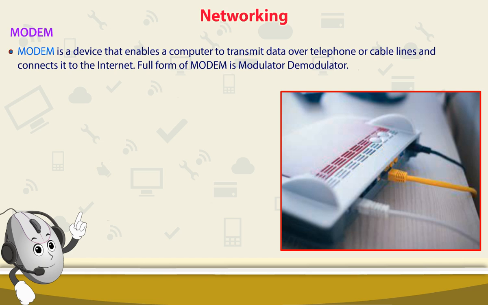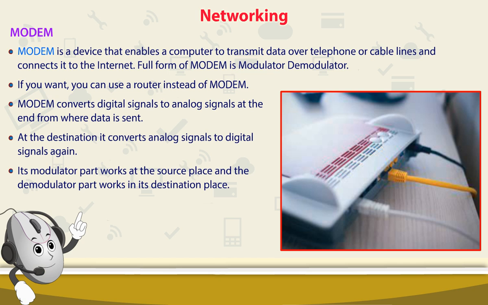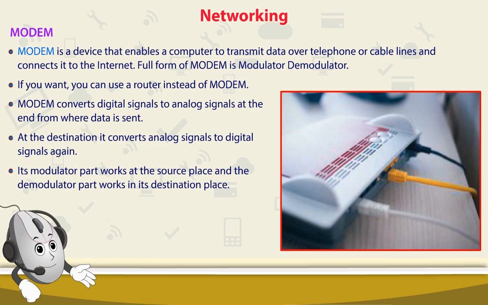Modem. A modem is a device that enables a computer to transmit data over telephone or cable lines and connects it to the Internet. The full form of modem is modulator-demodulator. If you want, you can use a router instead of a modem. A modem converts digital signals to analog signals at the end from where data is sent. At the destination, it converts analog signals to digital signals again. Its modulator part works at the source place and the demodulator part works at the destination place.